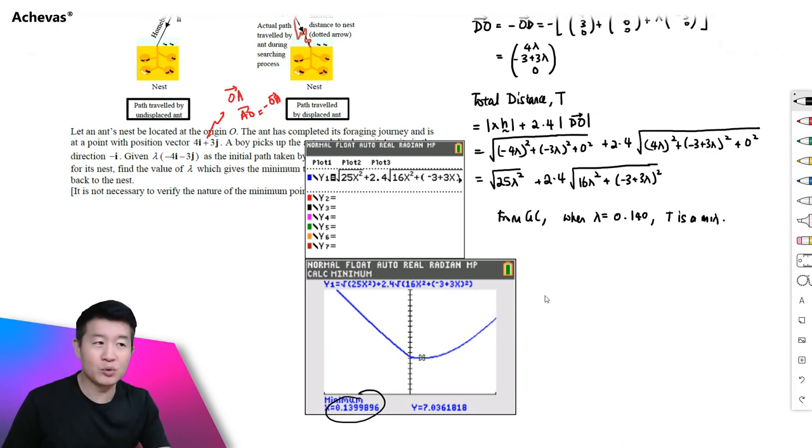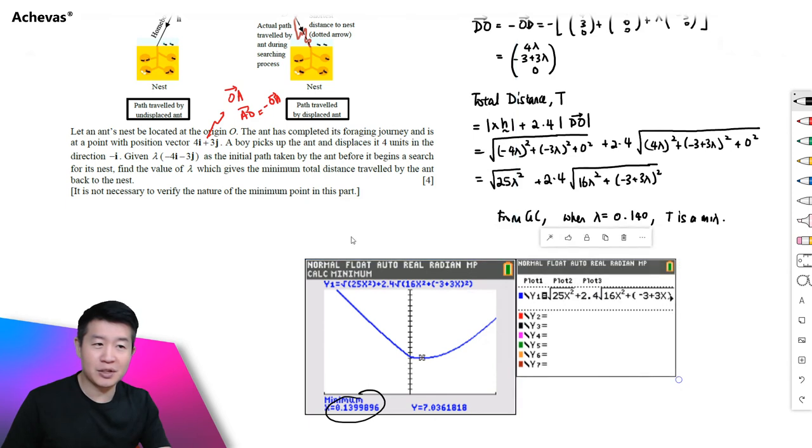You can definitely try to do differentiation. T is equal to this. Then you do a differentiation, find dt/d lambda, let dt/d lambda be equal to zero, then find the value of lambda. And like what this question just mentioned here, you do not need to verify the nature of the minimum point. So you can just find the value of lambda that causes dt/d lambda to be equal to zero, and you don't have to do the second derivative or whatever.